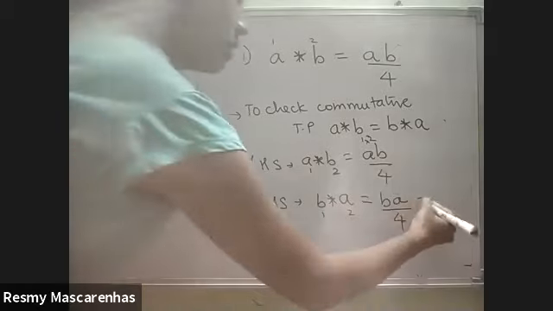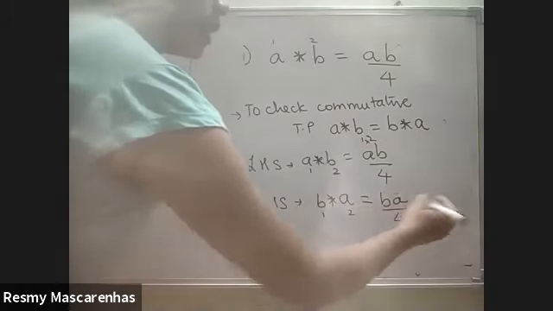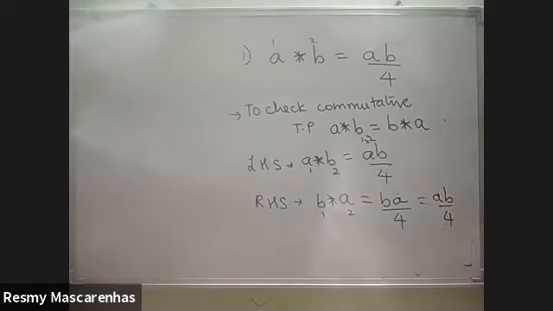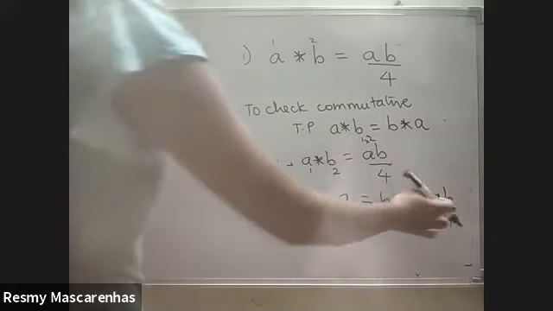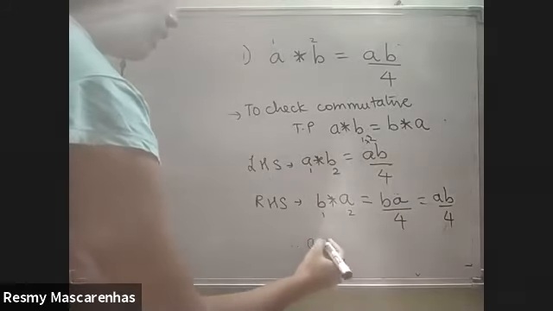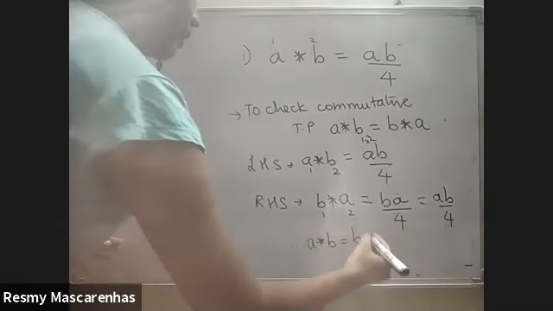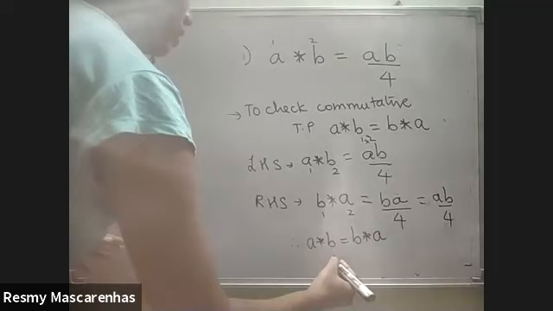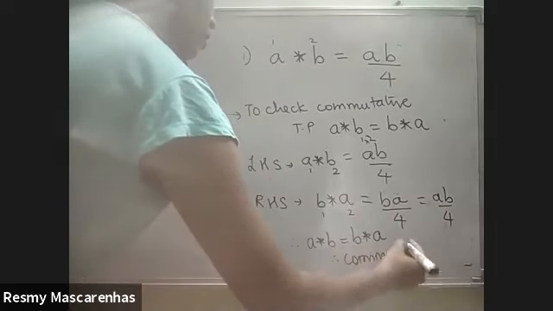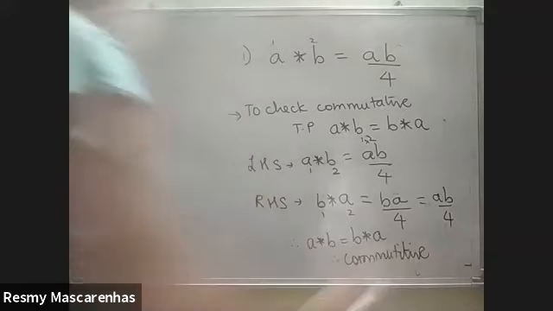So is B into A the same as A into B, no? So both the answers are same. Therefore, A star B is equal to B star A. Therefore, commutative. So the first one you have checked. So it is proved that it is commutative.